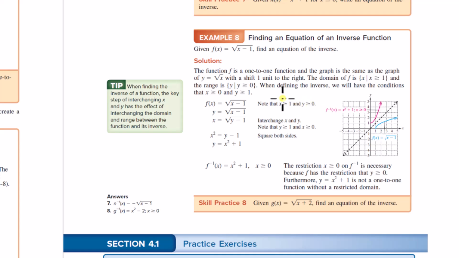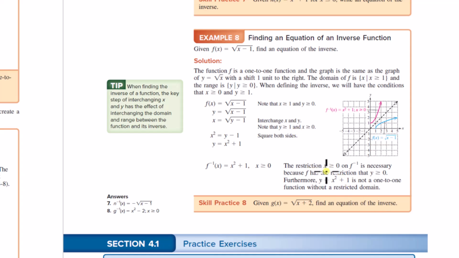That's the range. Then they flip the variables here. So now y is greater than or equal to 1 and x is greater than or equal to 0. Square both sides and solve for y. And let's see, f of minus 1 of x is x squared plus 1, but x still has to be greater than or equal to 0. We can't remove this restriction here, right?